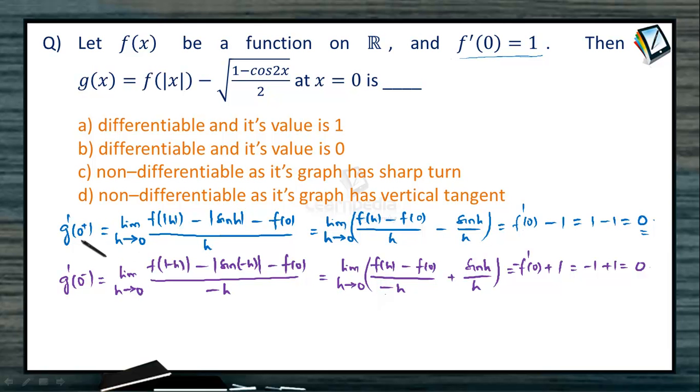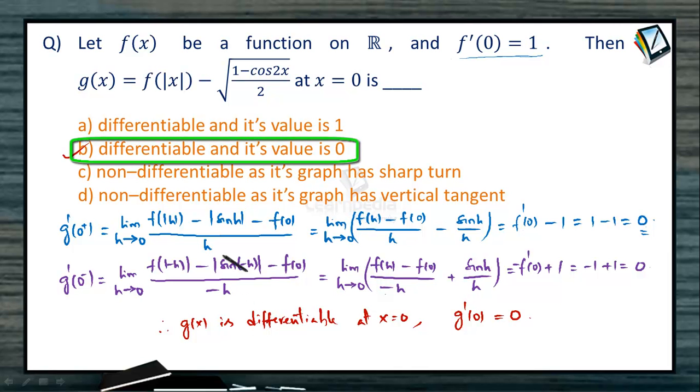The right hand derivative exists. It is 0. And the left hand derivative also exists for g, and it is also 0. Therefore, g of x is differentiable at x equal to 0. And not only differentiable, g dash of 0 is 0. So let us see which option it satisfies. Yes, it is differentiable and the derivative value is 0, right?